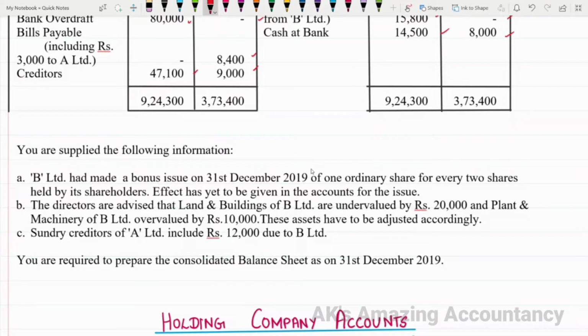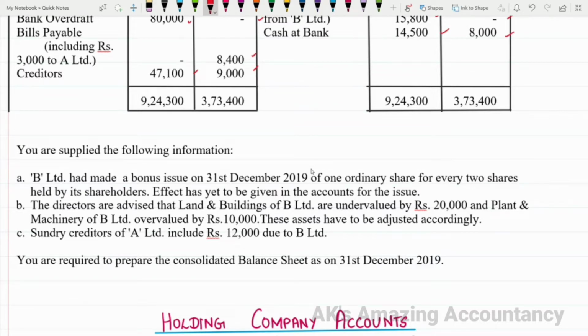Point A, B Limited had made a bonus issue on 31st December 2019 of one ordinary share for every 2 shares held by its shareholders. Effect has yet to be given in the accounts for the issue.